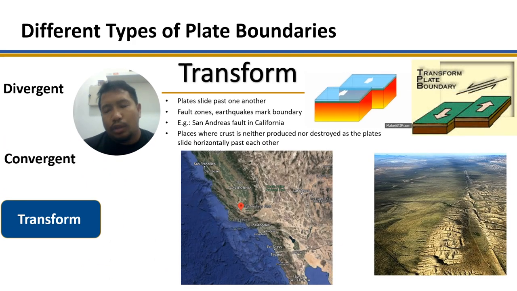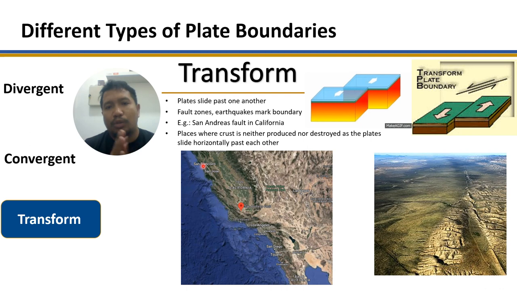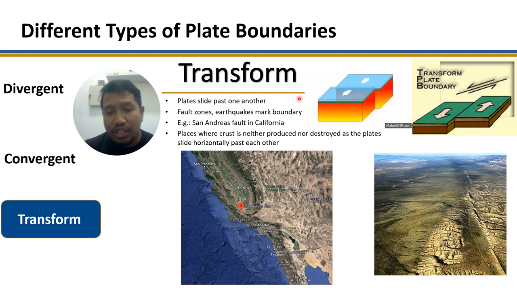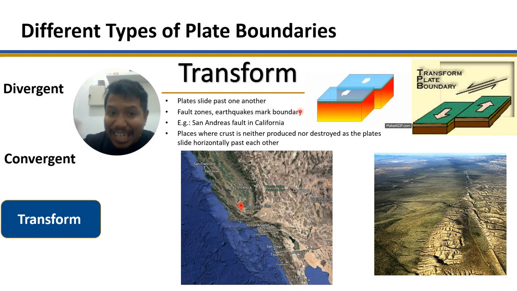Now we move into the third plate boundary type, which is transform. This boundary is characterized by several key features. One is plates slide past each other. At transform plate boundaries, tectonic plates move horizontally in opposite directions alongside each other. This motion is called lateral or horizontal shearing.